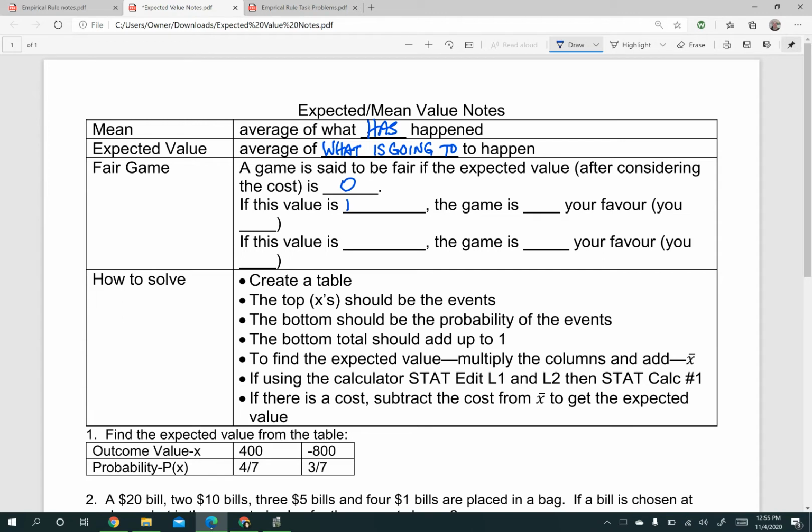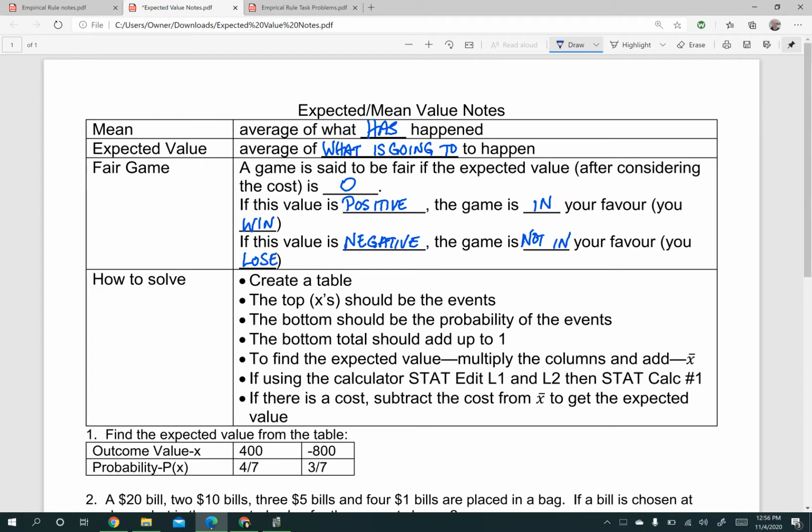If this value is positive, the game is in your favor or you win. And if the value is negative, then the game is not in your favor and you lose. And what we're going to do is we're going to create a table.